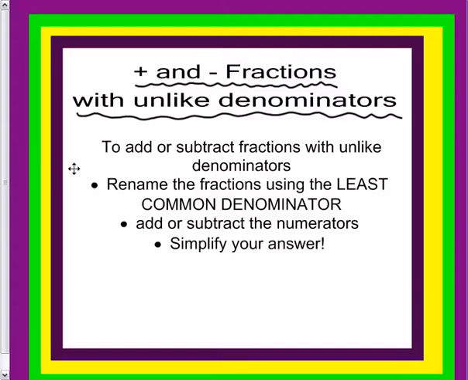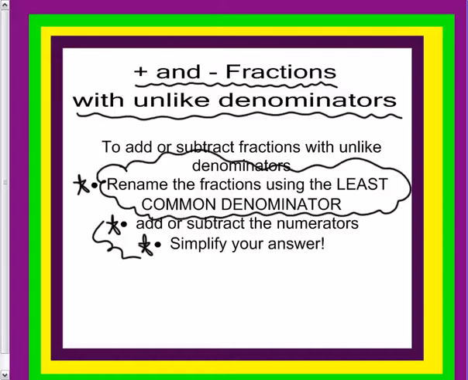Okay, so to add or subtract fractions with unlike denominators, the first step is to rename the fractions using the least common denominator. Then add or subtract the numerators, and then simplify. These were the two steps that we did when we were just looking at fractions. So really the only new step, you can write this one down, is to find the least common denominator. Write that one down, because the other two you should know. Go ahead and pause the video if you need more time to write down.